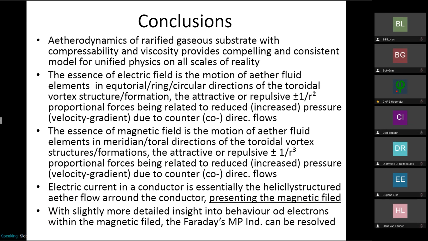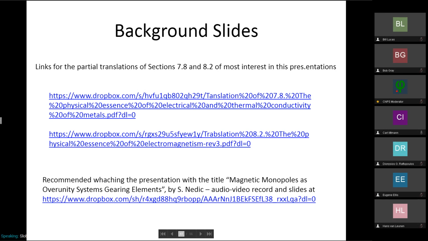So that would be all what I had in mind, at least as an introduction. I have in the background slides. These two are links for these two partially translated sections or subsections. And I have that presentation, to which I pay attention of members, on Tesla Tech 2016 about magnetic monopoles as over unity systems, gearing elements, and so on.